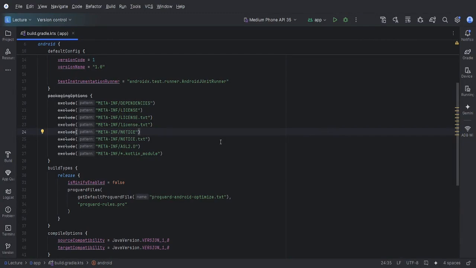Hello, today we are gonna know about this packaging options. Look at this, in the latest Gradle, it's deprecated and this exclude is also deprecated. How would we make it correct?